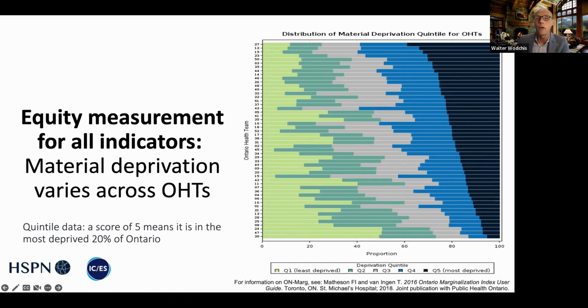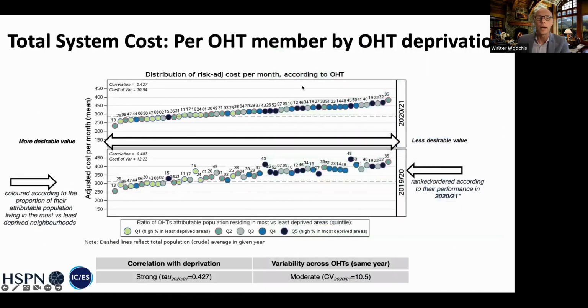And we showed PROMs and PREMs were very much impacted by some of those social determinants of health. Here we have overall thinking around the entire material deprivation. This is an aggregate and area level, so where patients are living. And this, for example, is the risk adjusted, age, sex adjusted costs across the OHTs, cost per month alive, according to the OHT. So you see a fair bit of variability in total system costs from just under $250 per person per month to well up nearing $400 per person per month in terms of total expenditures.